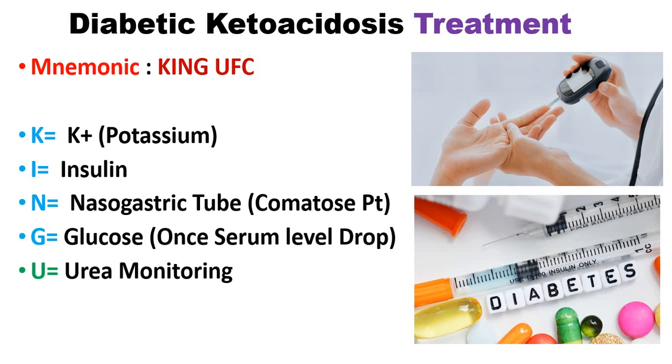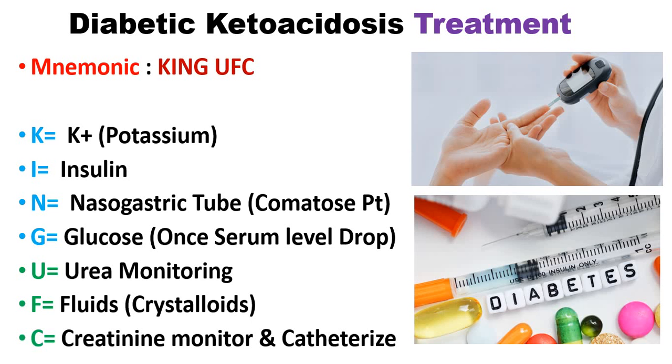The next one is U, we can monitor the urea of the patient. The next one is F, we can give crystalloids like normal saline or dextrose saline, the fluids, to the patient. Next one is C, we can monitor the creatinine, and we can also catheterize the patient if the patient is comatose. So we can manage diabetic ketoacidosis by these things.